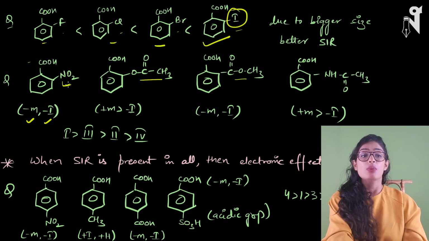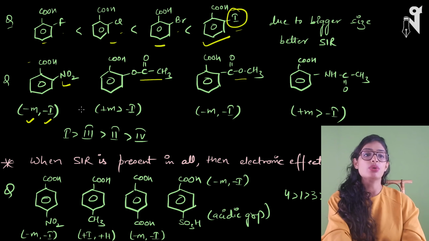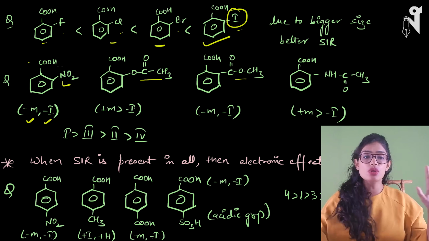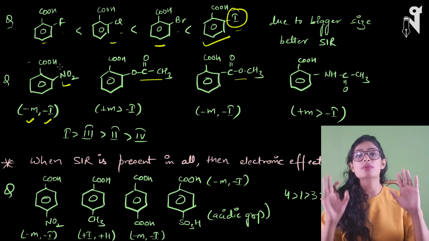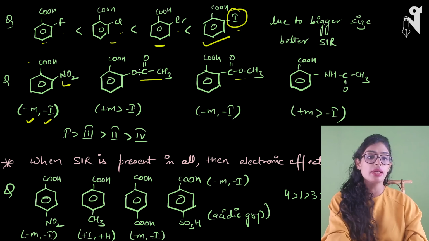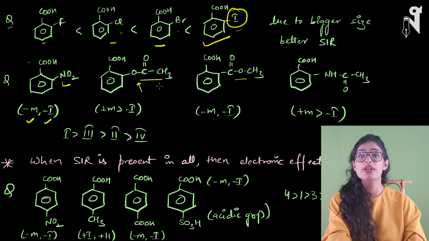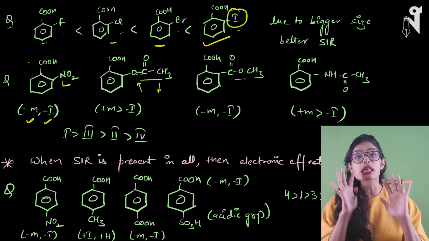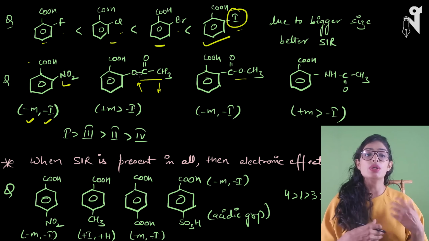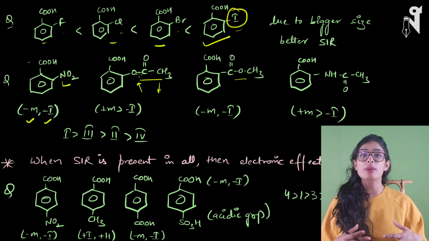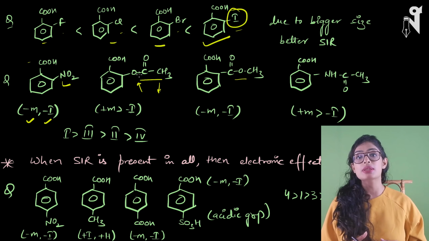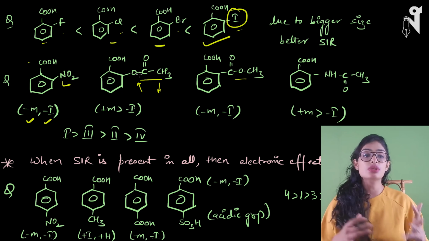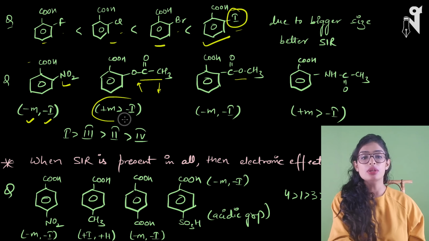NO2 present over here will have minus M and minus I, both are electron withdrawing effects. All of these groups are showing SIR. All of these groups are showing the ortho effect. Okay. Now here you have OCOCH3. Through resonance, it is electron donating, whereas through inductive effect, it is electron withdrawing. So the overall impact of the electron withdrawing effect is relatively lesser. It will not be able to withdraw much more strongly because it will be donating most of the time. So those two effects will clash with each other.